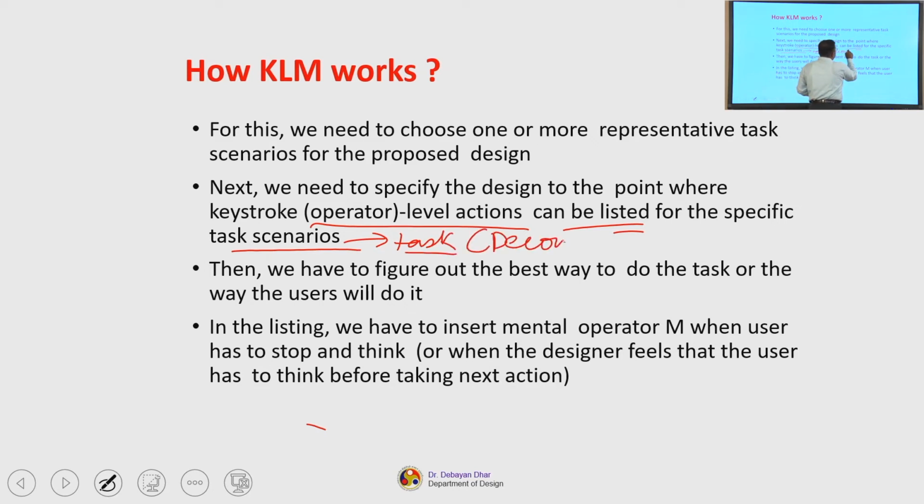Decomposition of mental steps, cognitive steps. Then we have to figure out the best way to do the task, or the way the users will do it. In the listing, we have to insert the mental operator M when the user has to stop and think, or when the designer feels that the user has to think before taking the next action.